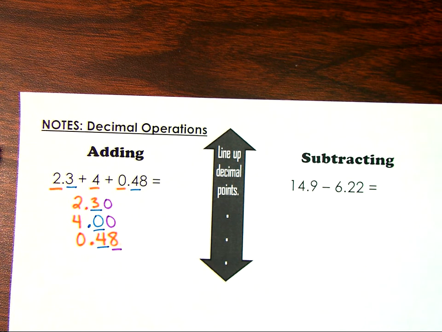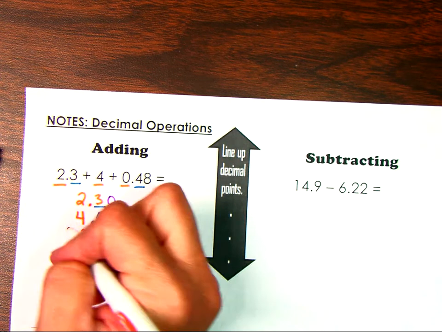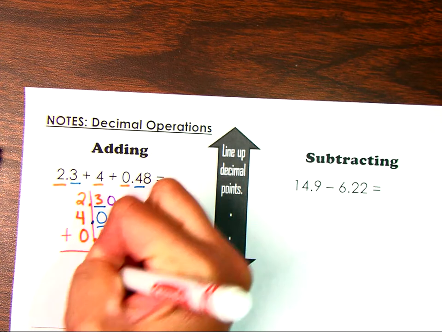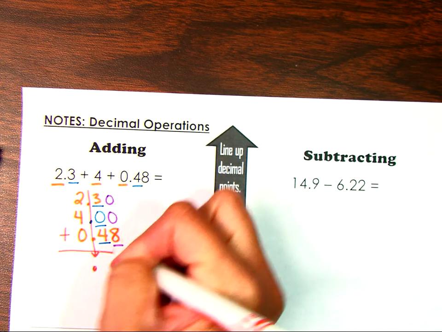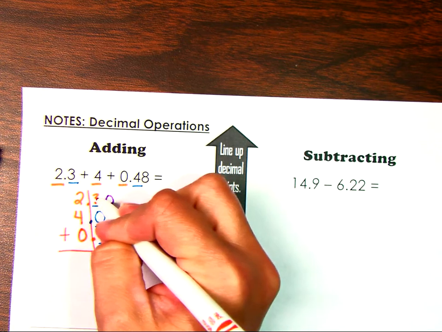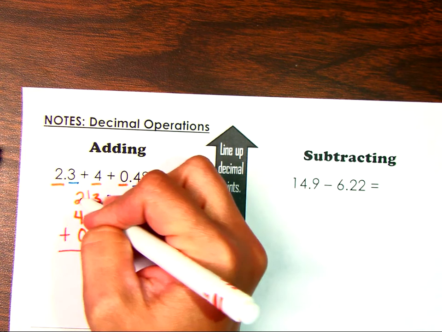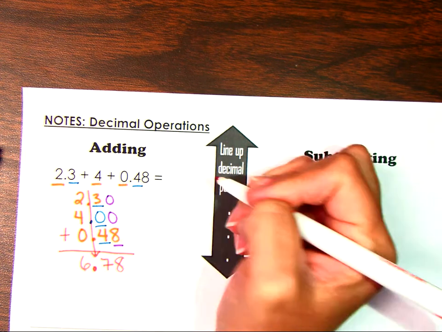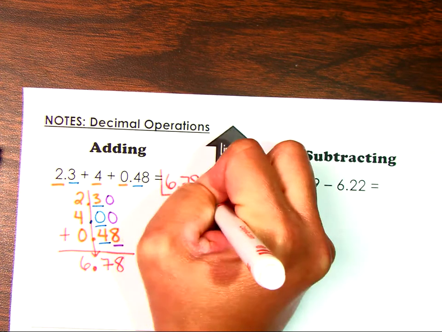Now lastly, once we have all of our digits lined up and our decimals lined up, we're going to add. So line up the decimals and go ahead and bring that decimal down. 0 plus 0 plus 8 is 8. 3 plus 0 plus 4 is 7. 2 plus 4 plus 0 is 6. So our final answer, our sum, is 6 78/100.